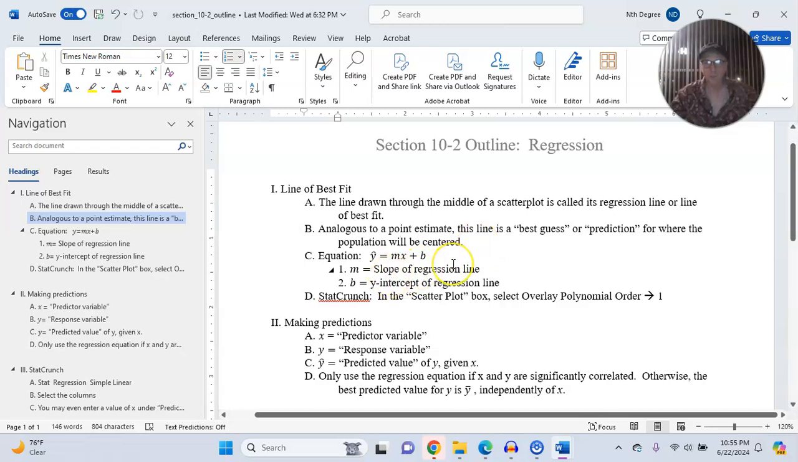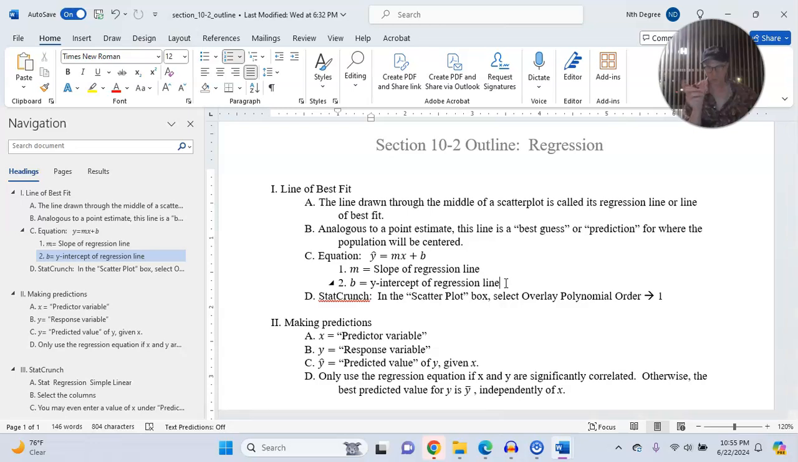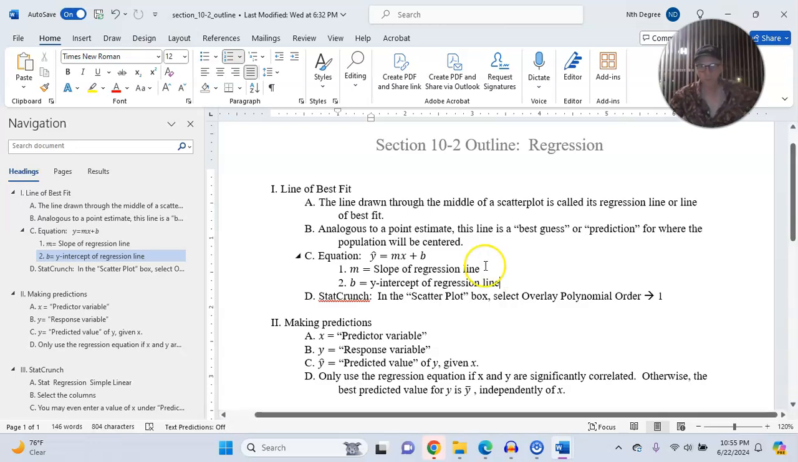The slope of a regression line is a pretty interesting variable because it tells us that for every unit that variable x increases, variable y will increase by whatever that slope is. So it's a really nice quantitative comparison between the two variables.